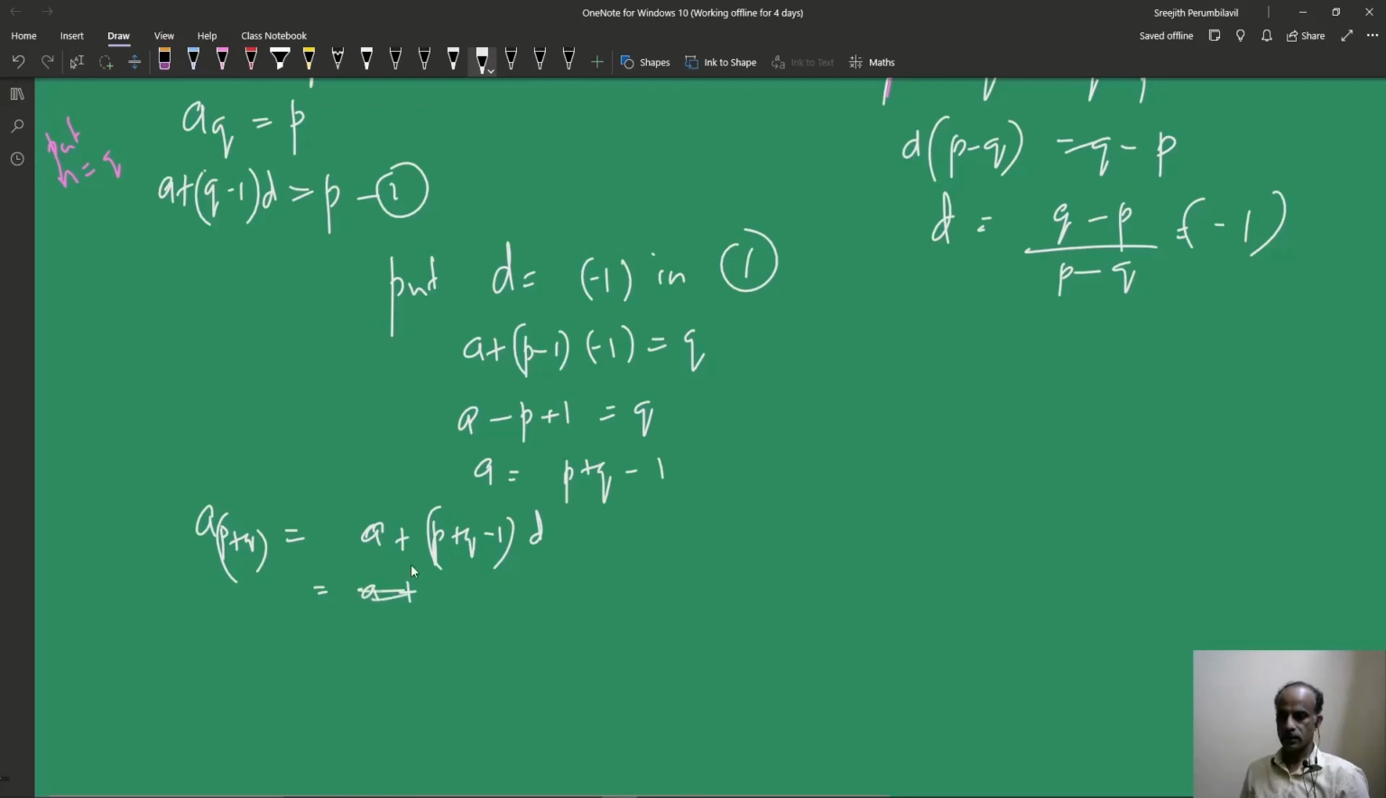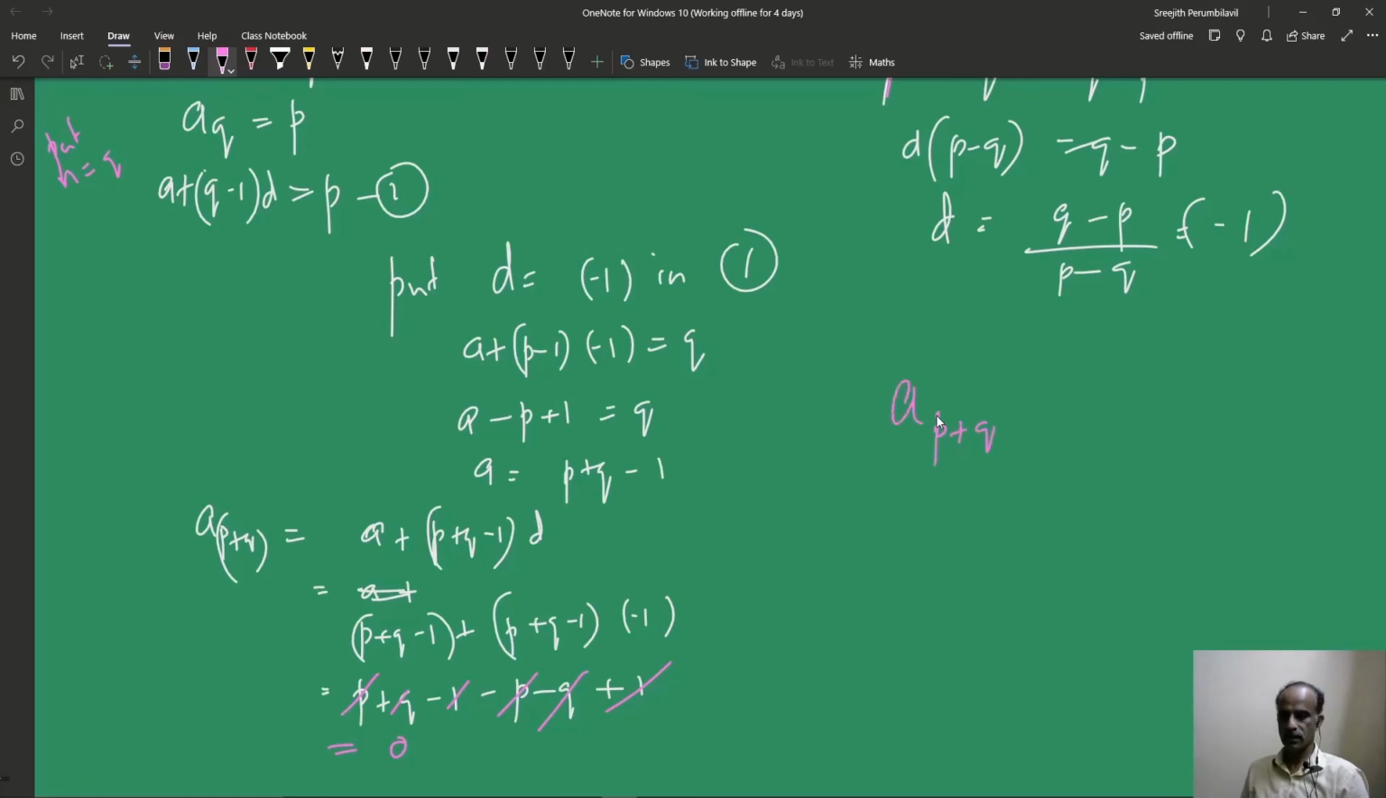What is a? That is p plus q minus 1 plus p plus q minus 1 into what is the value of d? D is also minus 1. When you open the bracket, everything will get cancelled. Minus p minus q plus 1. Each and every term will get cancelled. There is one more simple way of doing it. I just went the conventional way. Okay, that is equal to 0. Therefore, the p plus qth term is equal to 0.